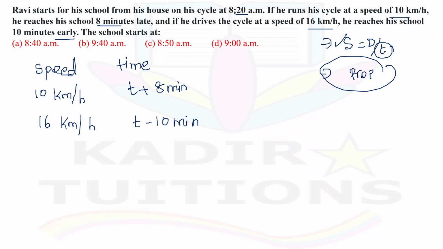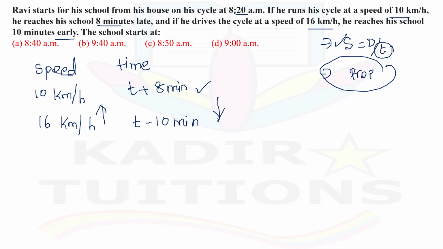So the speed has been increased, right? From 10 to 16, the speed has been increased. If the speed increased, what about the time? Initially, an extra 8 minutes had been taken, but now the time has been reduced. So when the speed increased, the time got reduced. Then what proportion is this? It's an indirect proportion. So we are going to proceed with the indirect proportion concept.